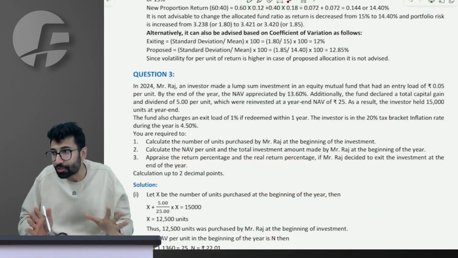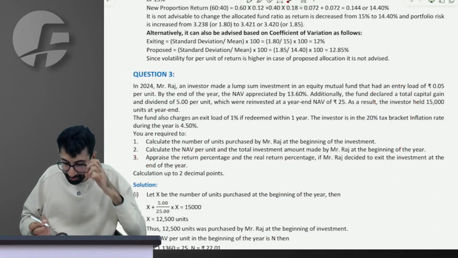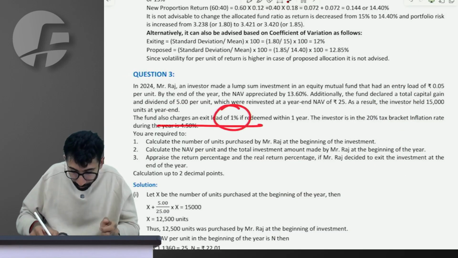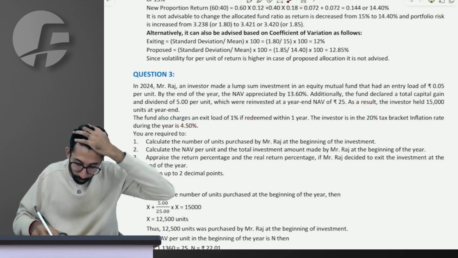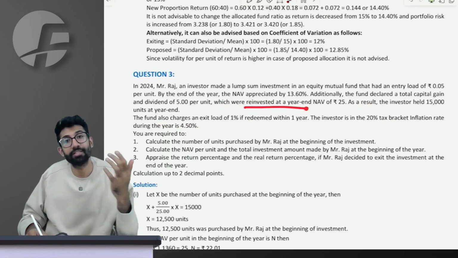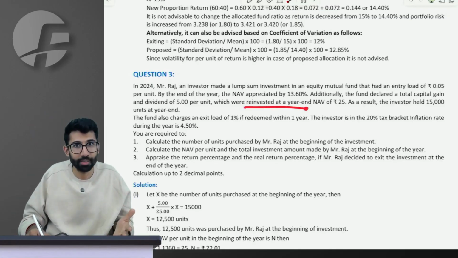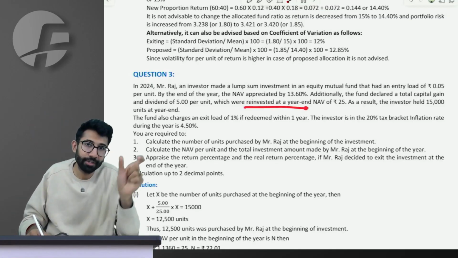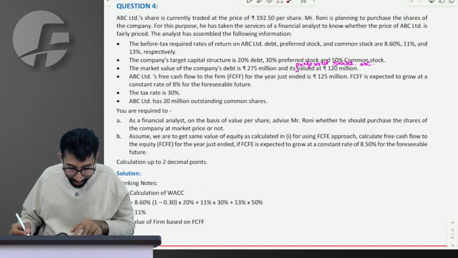Overall, really good question. Small tricky things. The point to learn: first, make use of exit load and make use of the tax rate. Second, when they say dividend gets reinvested, you have to think of it as a dividend reinvestment plan, which has a standard formula. You know what that formula is? Opening plus dividend reinvested is the closing unit. And other than that, question number 3 is all set.